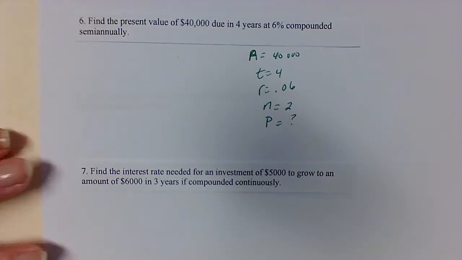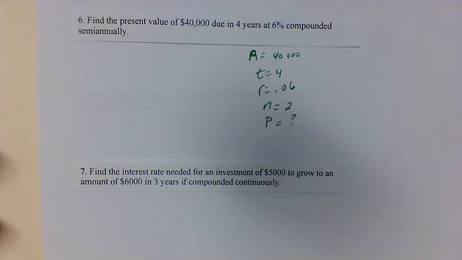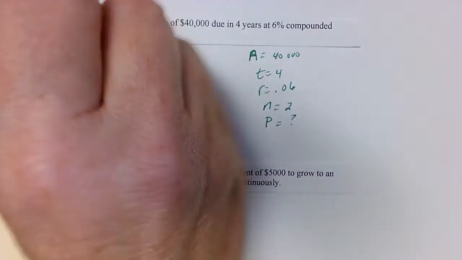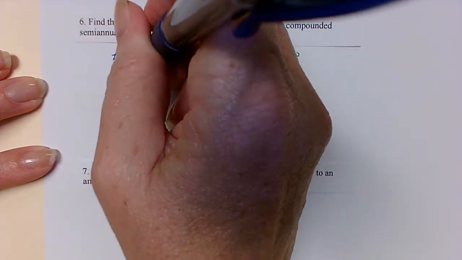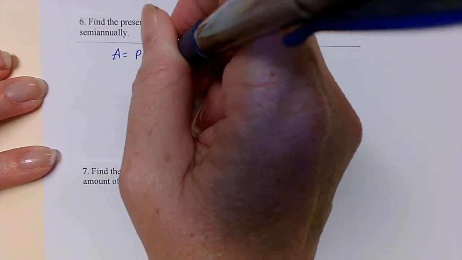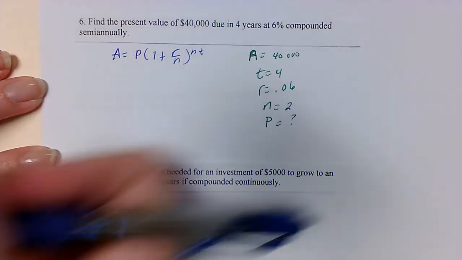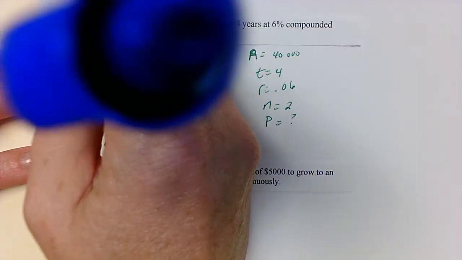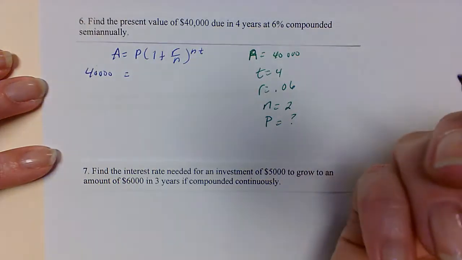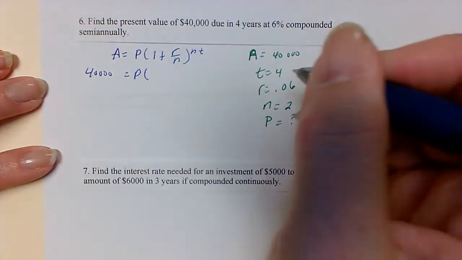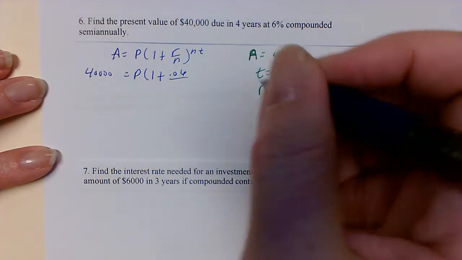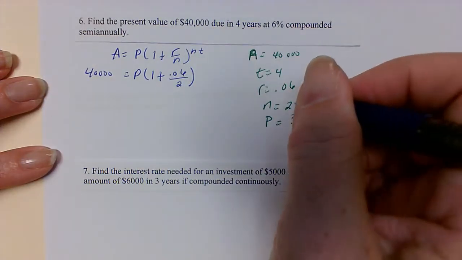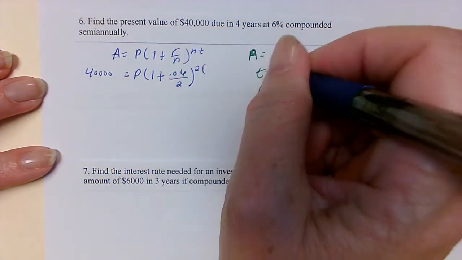So looking at the formulas that we have available to us so far, we are going to be using our A equals P times 1 plus R over N raised to the NT. And we're going to just plug in our values. So that's going to get us a 40,000 over here is equal to P times 1 plus 0.06 over N, which is 2, raised to the 2 times 4.